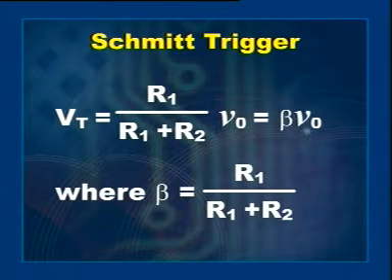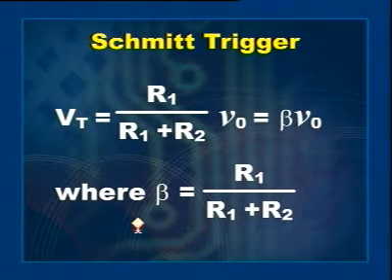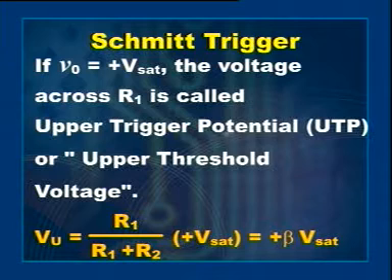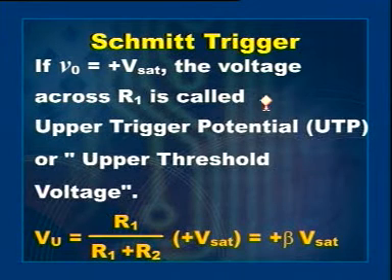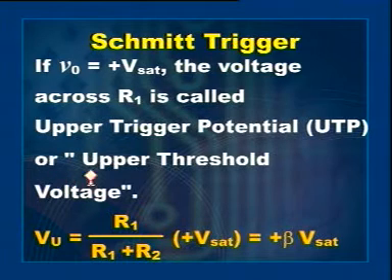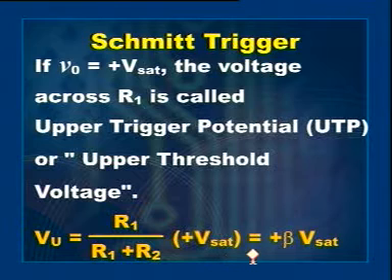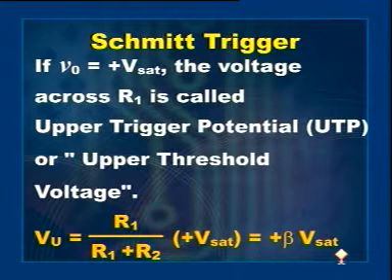The voltage across R1, that is Vt, equal to R1 by R1 plus R2 into V naught, that equal to beta V naught, where beta is the feedback factor given by beta equal to R1 by R1 plus R2. If V naught equal to plus Vsat, the voltage across R1 is called the upper trigger potential UTP or upper threshold voltage, and it is represented by Vu, that equal to R1 by R1 plus R2 into plus Vsat, that is Vu equal to plus beta Vsat.